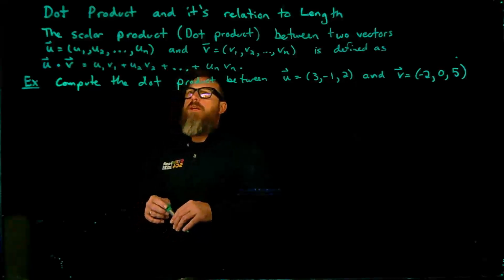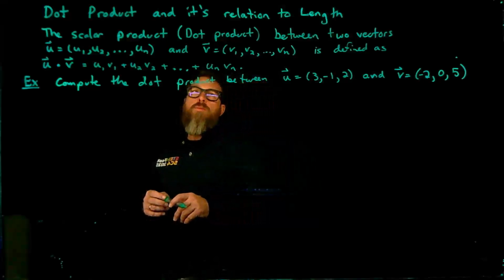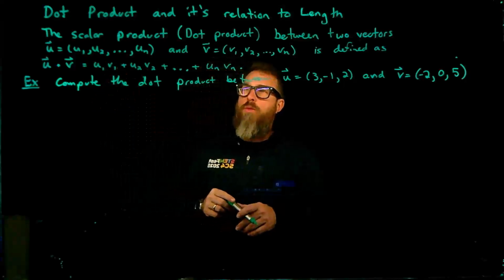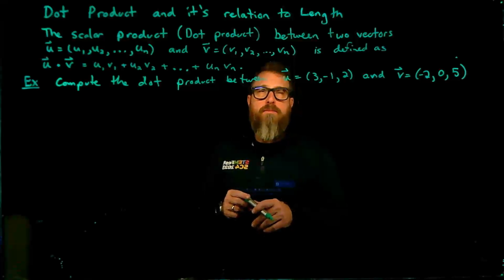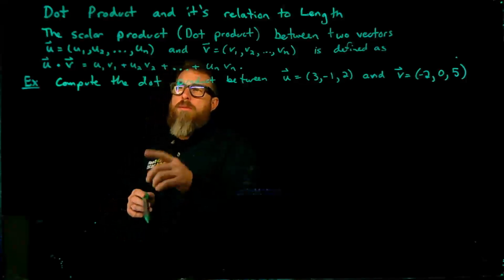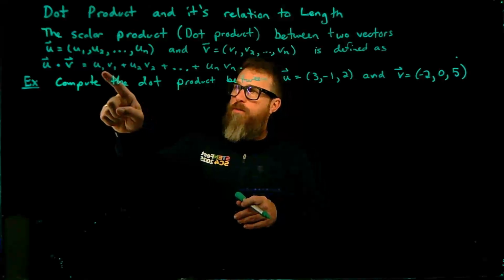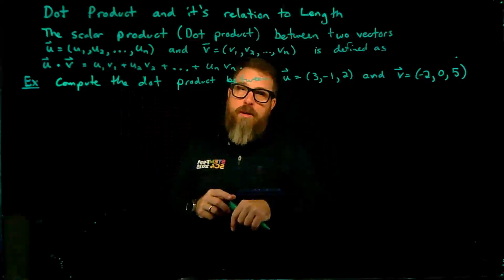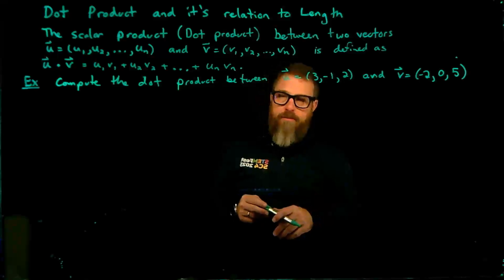I'm Professor Van Hamlin, and I'm going to cover the dot product and its relation to length. So, a scalar product or dot product between two vectors, vector u, which is u1, u2 all the way up to un, and vector v, which is v1, v2 all the way up to vn, is defined to be u dot v, which is the multiplication of their corresponding components. So we can see u1 v1, which is the first corresponding component, plus the multiplication of the second corresponding component, u2 v2, all the way up to un vn.